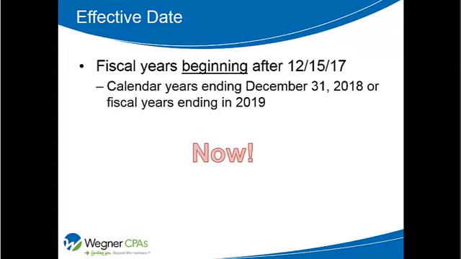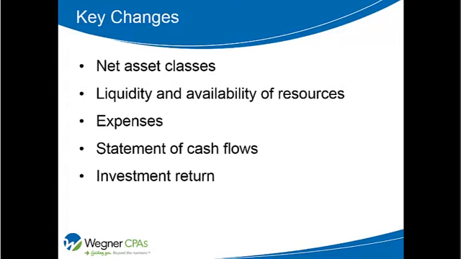So if you are a December 31st year end, this has to be implemented for your December 31st, 2018 financial statements. If you are a March 31st year end or a June 30th year end, this would be effective for your March 31st, 2019 financials or your June 30th, 2019 financials. So this is the standard that needs to be implemented the soonest, and that's why we're going to start with this one.